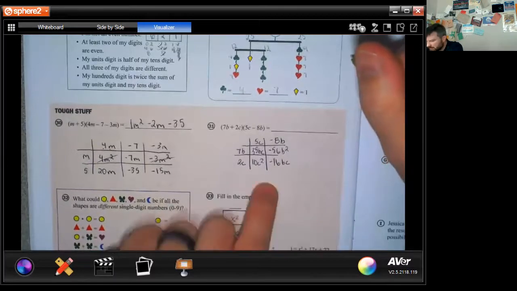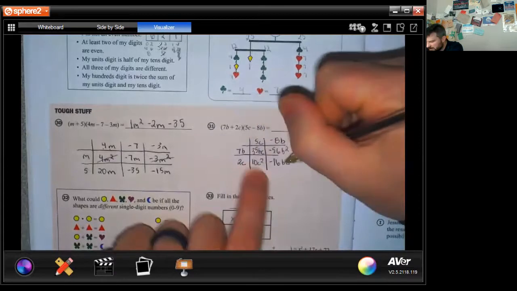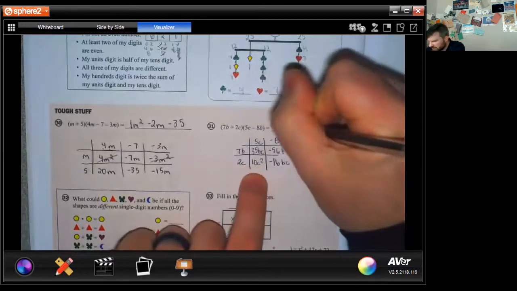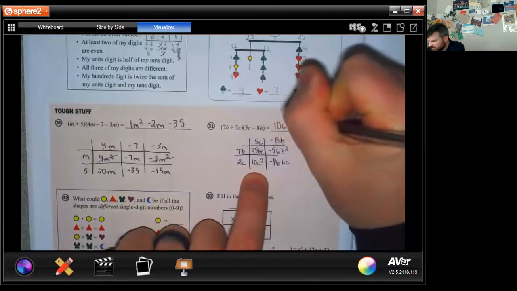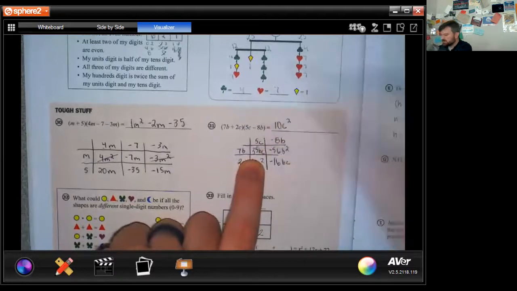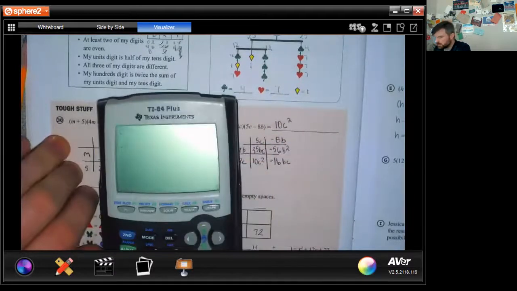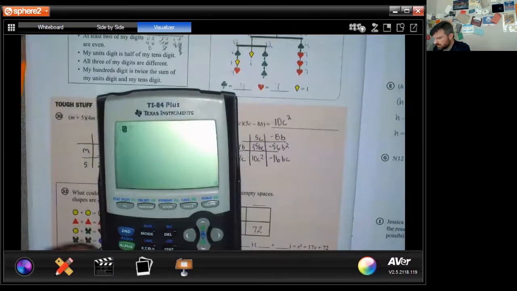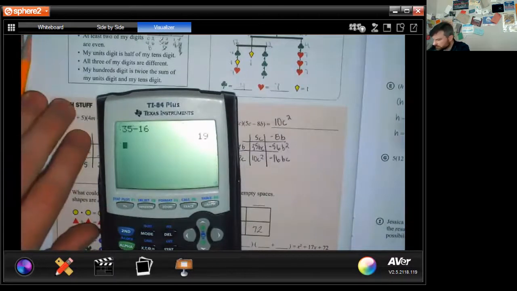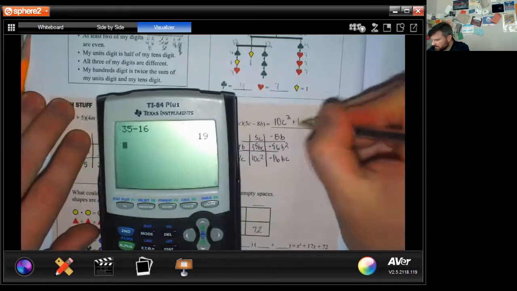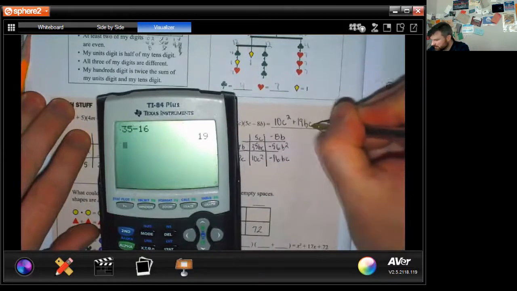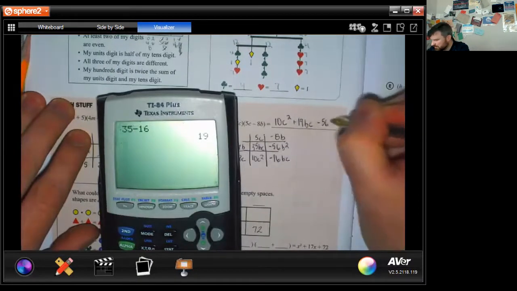Okay, now we look for like terms, bc, bc. Okay, so we can start with 10c squared. 35 minus 16. Again, don't be afraid to use a calculator if you need to. So plus 19bc minus 56b squared.